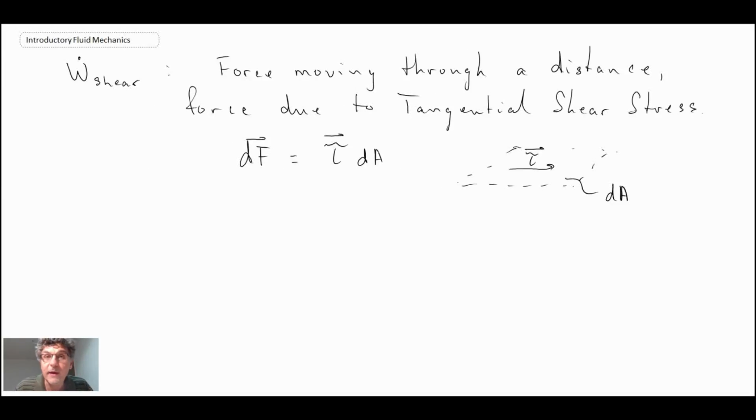Now we're applying this over a distance, and just like before, we were looking at distance, and the way that we were able to figure that out was using velocity. And so we're going to do the same sort of thing here.